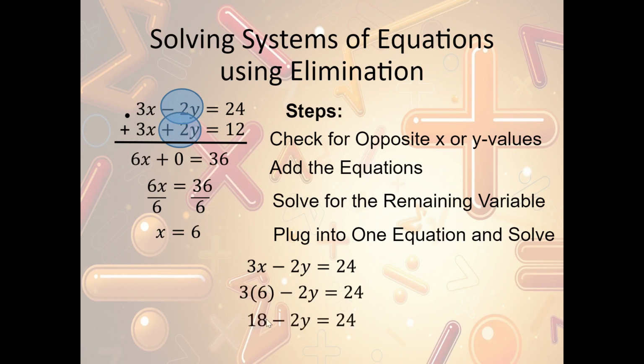We need to get rid of this 18. So we're going to subtract 18 to get rid of that. And we're left with -2y is equal to 24 minus 18, which is 6. We'll divide both sides by -2 and we get y is equal to -3.